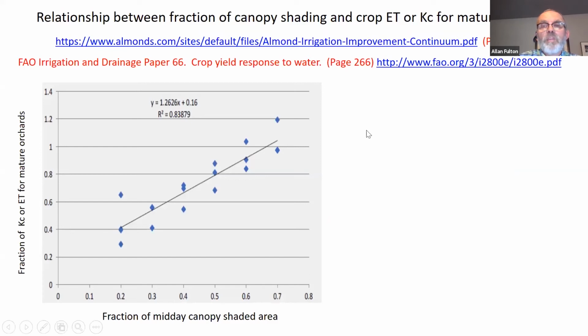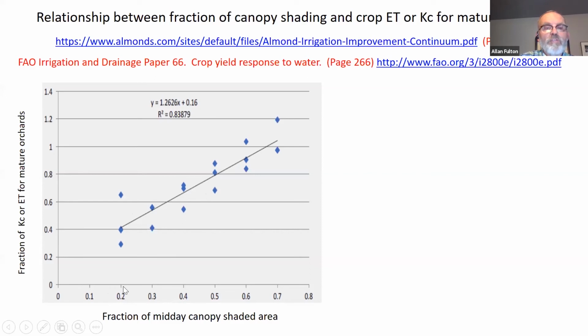Essentially, it's based on research from California and other parts of the world, and it seems to apply to most any deciduous orchard crops. And what it's basically showing is a linear relationship between crop ET, the fraction of maximum crop ET, and the fraction of canopy light interception. So on the x-axis is midday light interception, and on the vertical axis is the fraction of ETc of a fully grown or mature bearing orchard.